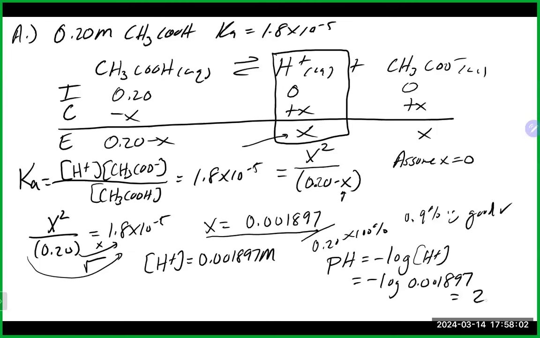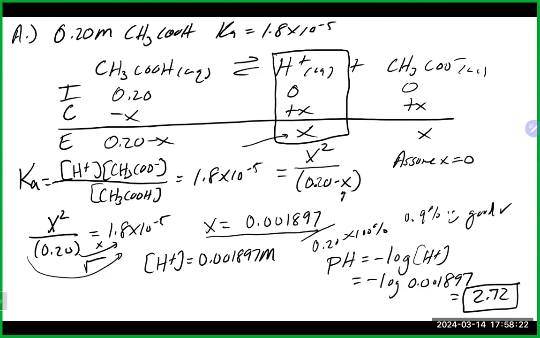2.27 looks like a winner there. Any questions on that one? So that basically is just a Ka problem like we did in the previous chapter. This is just a weak acid by itself. Any questions?